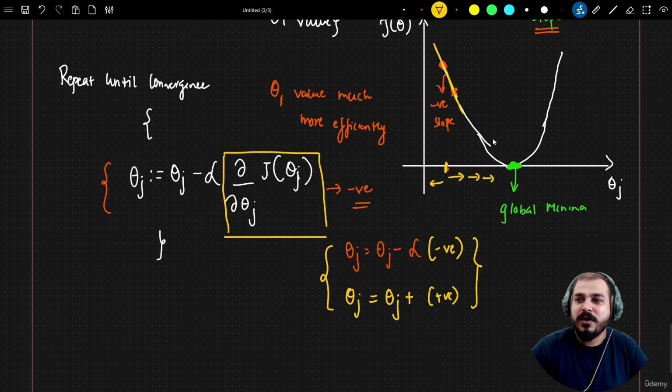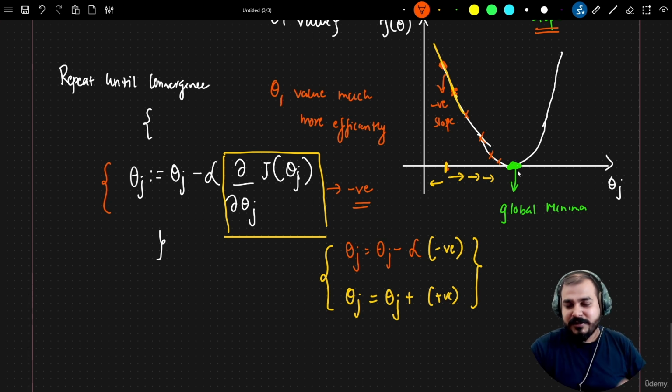Again, if it is a negative slope, we keep on adding. So slowly, you will see that we will be able to converge towards the global minima. Okay, this is one process. What about now in this particular case, where I got a negative slope?